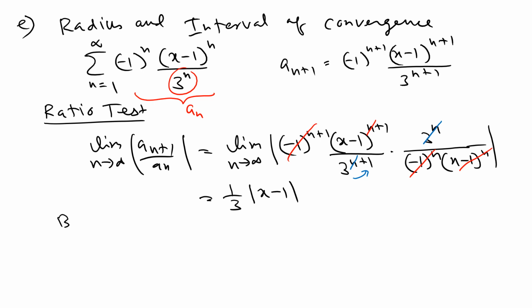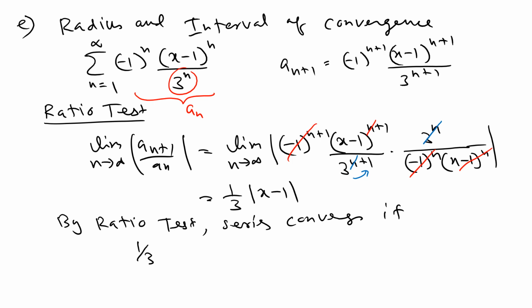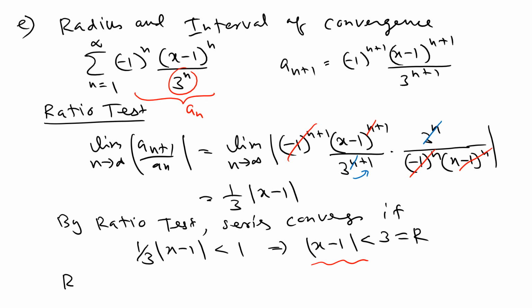So you can see by the ratio test, the series converges if 1/3 |x minus 1|, that's the limit of the ratio, is less than 1. So if you multiply by 3 on both sides, |x minus 1| is less than 3, and that is the R. Once you write it in this form, whatever comes on the other side is the R. So that means that's the radius of convergence. So the radius of convergence is 3, or equal to R.